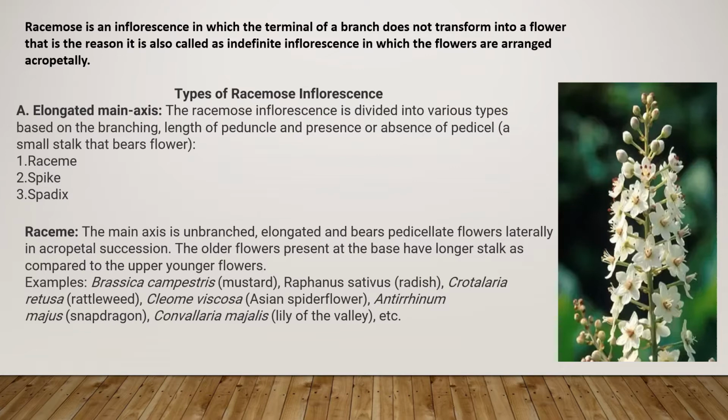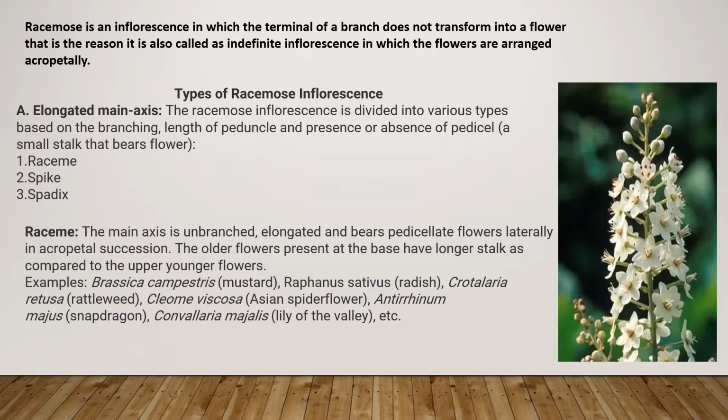There are different types of racemose inflorescence. Under the first category, the main axis elongated, the racemose inflorescence is divided into various types based upon the length of the peduncle and the presence or absence of the pedicel, that is a small stalk that bears the flowers. We have three types of racemose inflorescence: the first is the simple raceme, the second the spike, and the third the spadix.